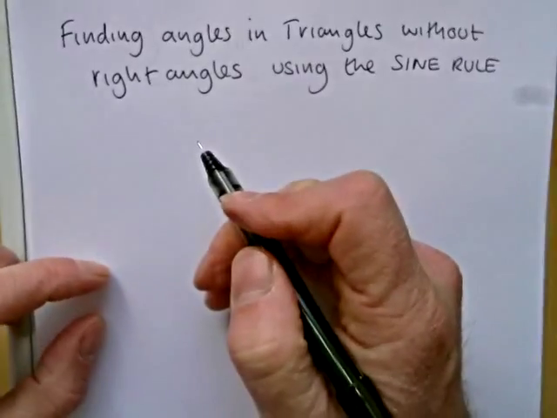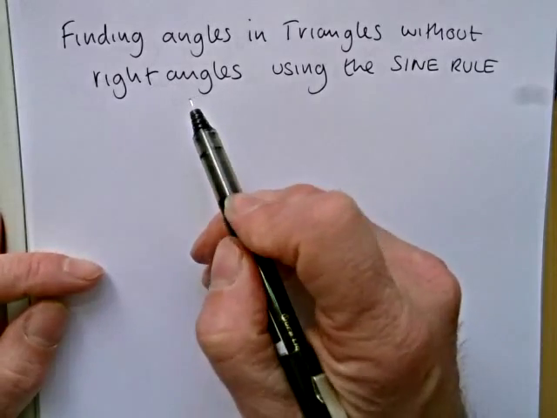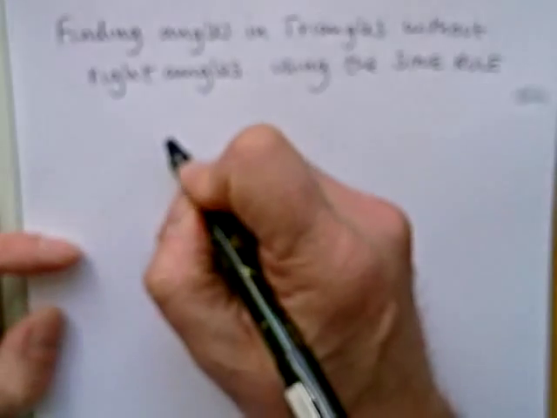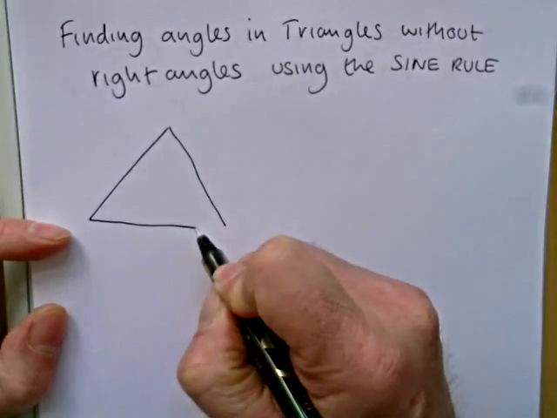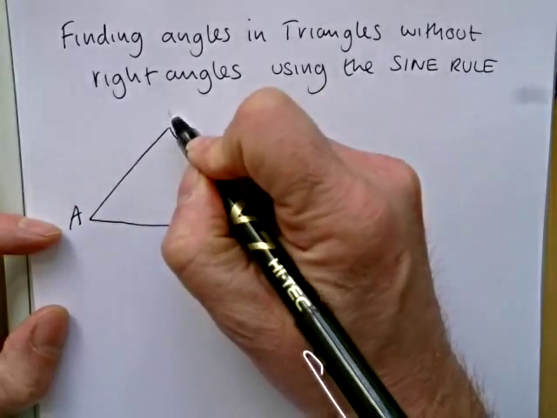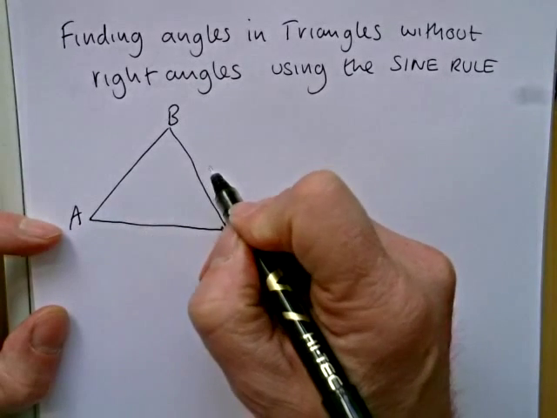So in this short video, I'm going to show you how you can find angles in triangles without right angles using the sine rule. The type of triangle we'll be working with will be a scalene triangle, and we will have angles at the vertices A, B and C, and then we'll have side lengths.